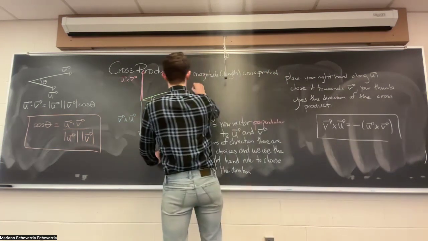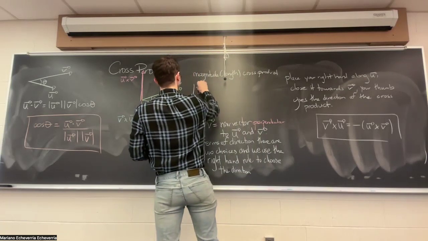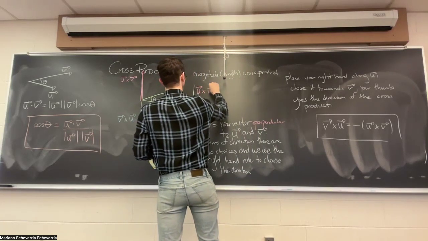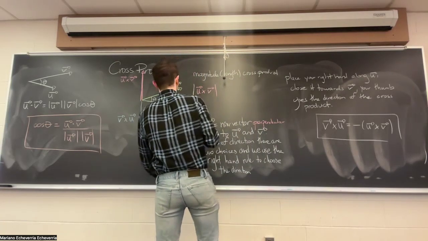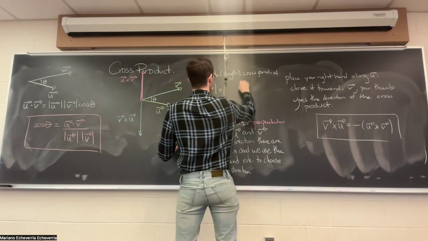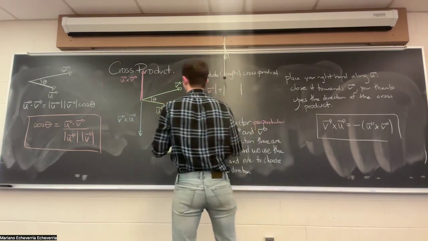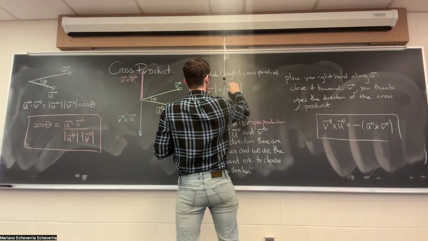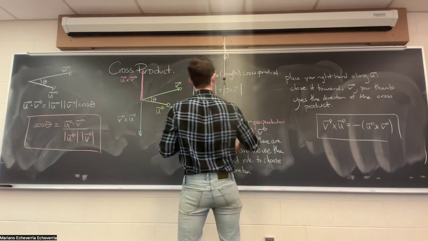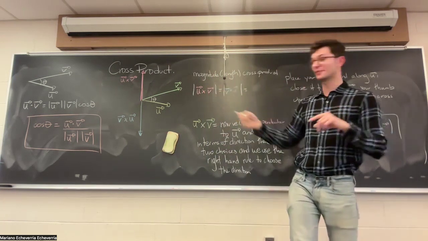So what's going to be the magnitude of the cross product, the length? Regardless of the order in which you take them, as U cross V or V cross U, they will have the same size. And the point of their lengths is that it will be the product of the lengths of U and V.